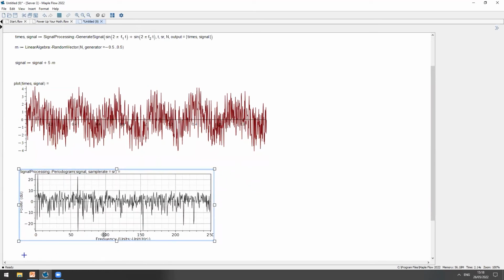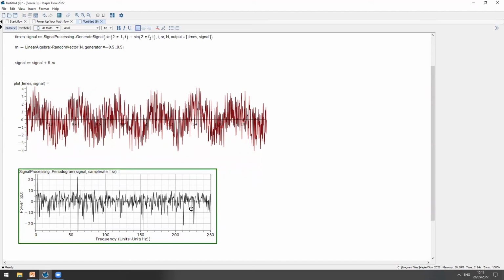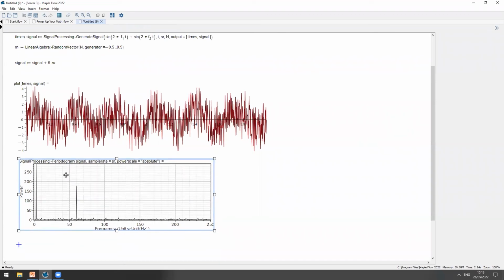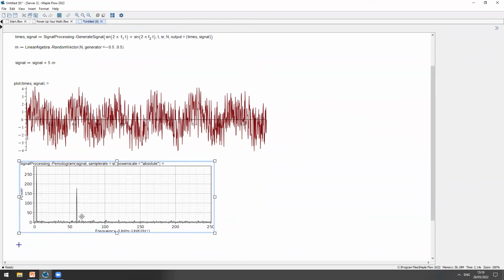So we have frequency on the x-axis against the power in decibels on the y-axis. If you look carefully, you can see that there are two peak frequencies, a lower frequency and a higher frequency. Of course, I think to make this more meaningful, what I want to do is actually rescale the y-axis from decibels to the absolute value. There, that's much better. So we can clearly see that we have two peak frequencies together with lots of low-level noise.